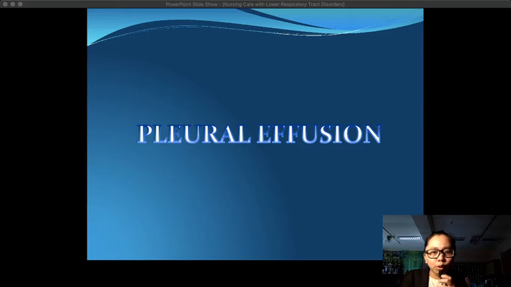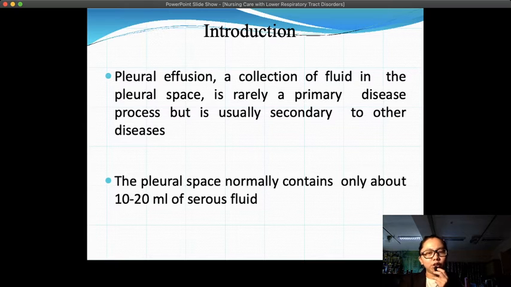So let's begin with the pleural effusion. Pleural effusion is a collection of fluid in the pleural space, is rarely a primary disease process but is usually secondary to other diseases. So the pleural space normally contains only about 10 to 20 ml of serous, hindi serious, it's serous fluid, like a yellowish fluid. So 10 to 20 ml.